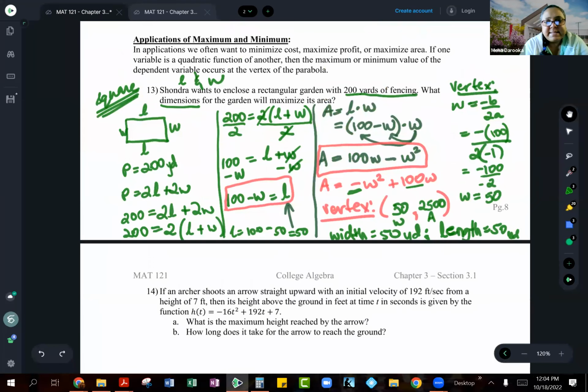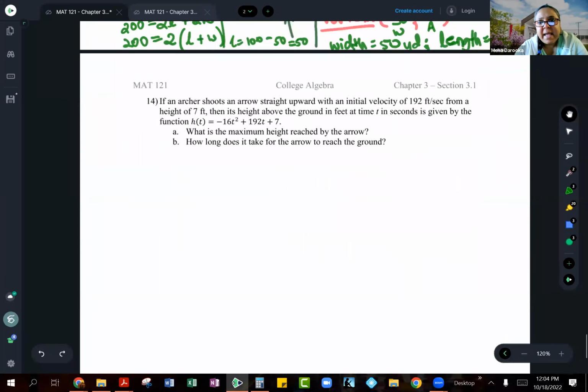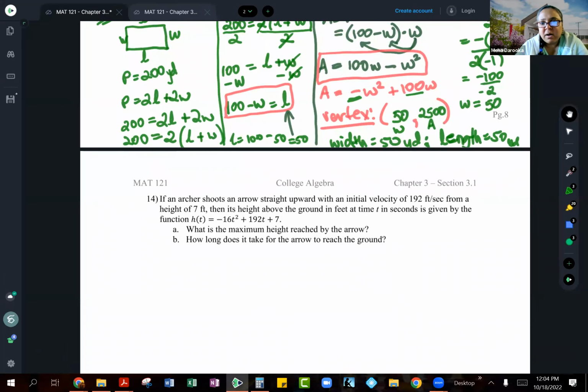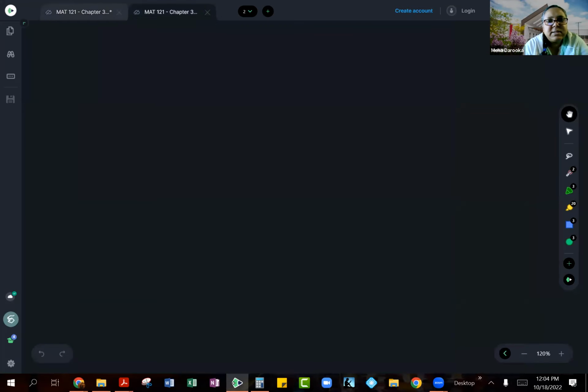All right, guys, let's get into our next section. And this is where we're kind of building up and getting more into our polynomials.